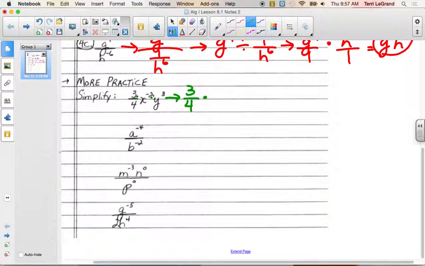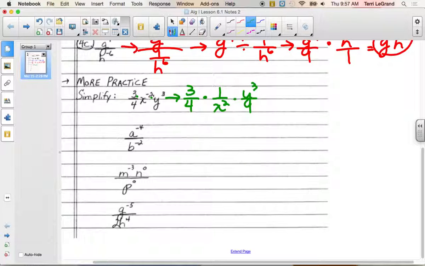No. Do we need to rename that x to the negative 2? Yes, as 1 over x squared. Do we need to rename y to the 3rd? No. And here's what happens. When there's a negative exponent in it, we start getting carried away and we start renaming things we don't need to. If it doesn't have a negative exponent, leave it alone. Don't rename it. I'm just going to make it into a fraction and put it over 1.